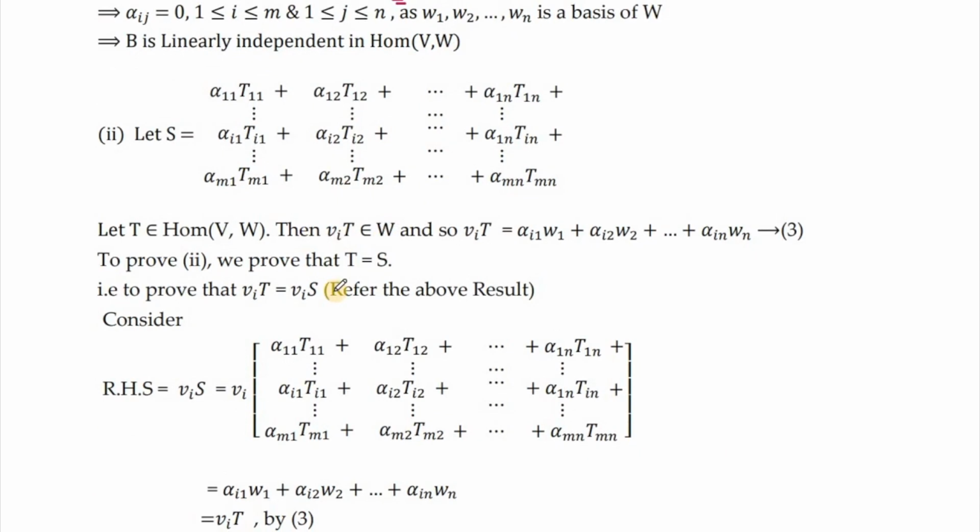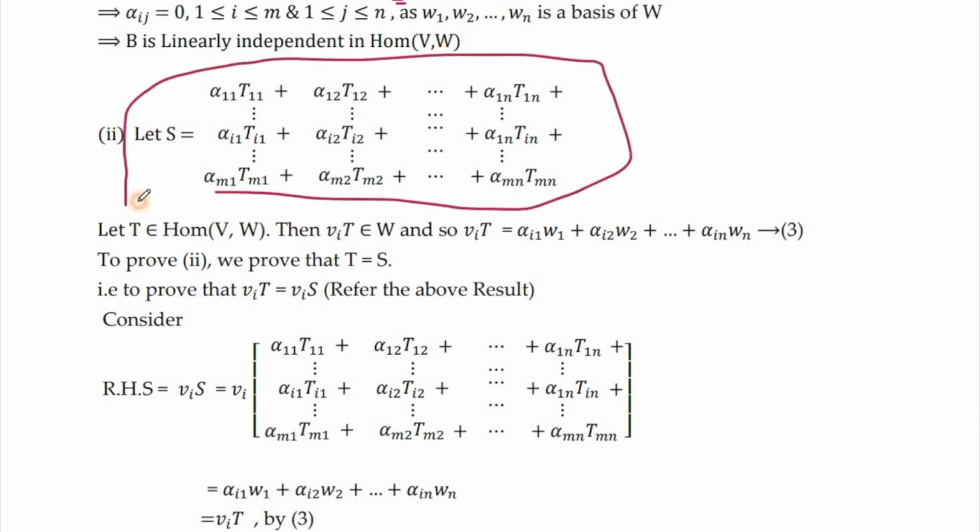Now for the spanning part, what we do is we consider this. You take your S as this: alpha 11 T11, alpha 12 T12, and so on. So this you have to remember. Let S be this. Now you consider T to be any element in Hom(V, W). Then if you are able to show that your T is nothing but S, you see, S is the linear combination of those Tij's, a linear combination of elements of B actually.